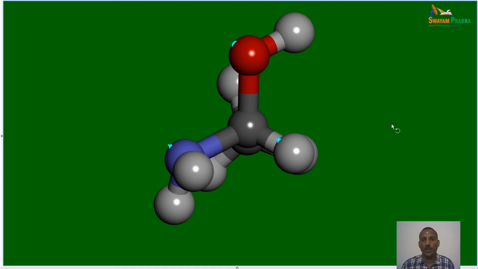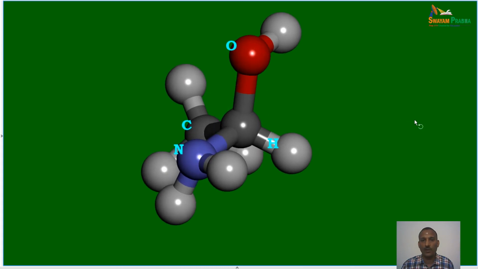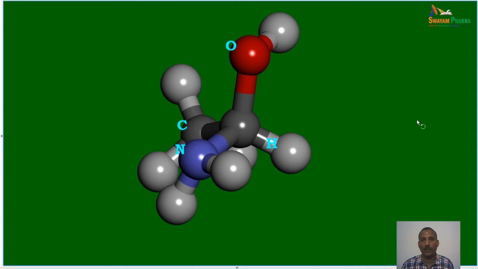Let us look at the three-dimensional representation of the molecule which we have seen. I'll just rotate it so that you can see the atoms: oxygen is written here as O, hydrogen is written here, nitrogen is here, and carbon is here. The white balls are hydrogen atoms, and as we mentioned earlier, in the CPK model oxygen has a red color, nitrogen has a blue color, carbon has an ash color, and hydrogen has a white color. This is how we can represent the molecule.